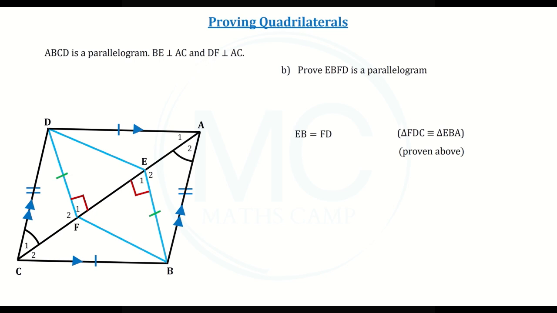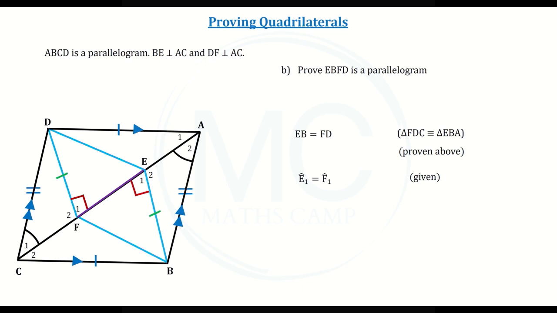Line FE touches both DF and EB, so this is our transversal line. Let's make it purple. Now angle E1 and angle F1 sit inside the Z shape. So these are alternate angles, which we already know are equal. So now we can say that angle E1 is equal to angle F1. We know this because this has been given to us in the question.